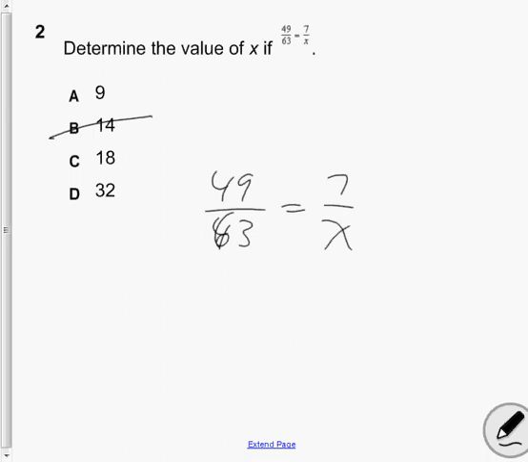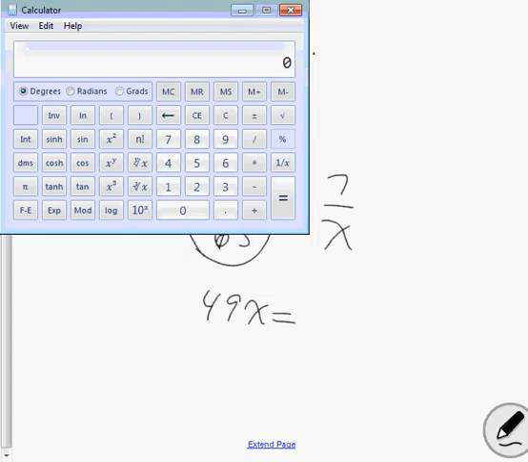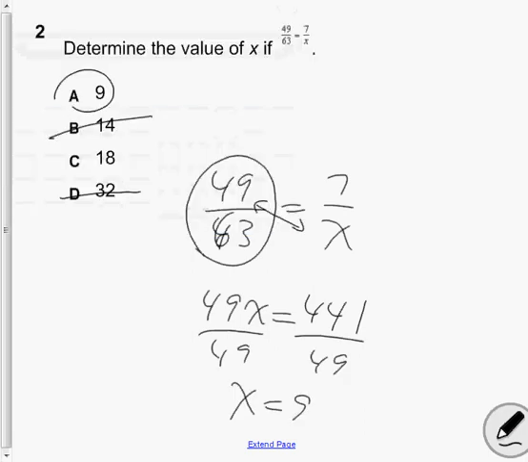Since this is more than half, I could eliminate this one because 7 out of 32 would be much less than half. And now I'm down to a 50-50 choice again. If I wanted to guess, I could probably take a guess. But I'm going to solve this proportion using algebra. 63 times 7, I better not do it mentally this time because I didn't do so well last time. It is 441. And once you've created that equation, you can divide it by your coefficient, which is 49, and x will equal 9. So your answer is A.